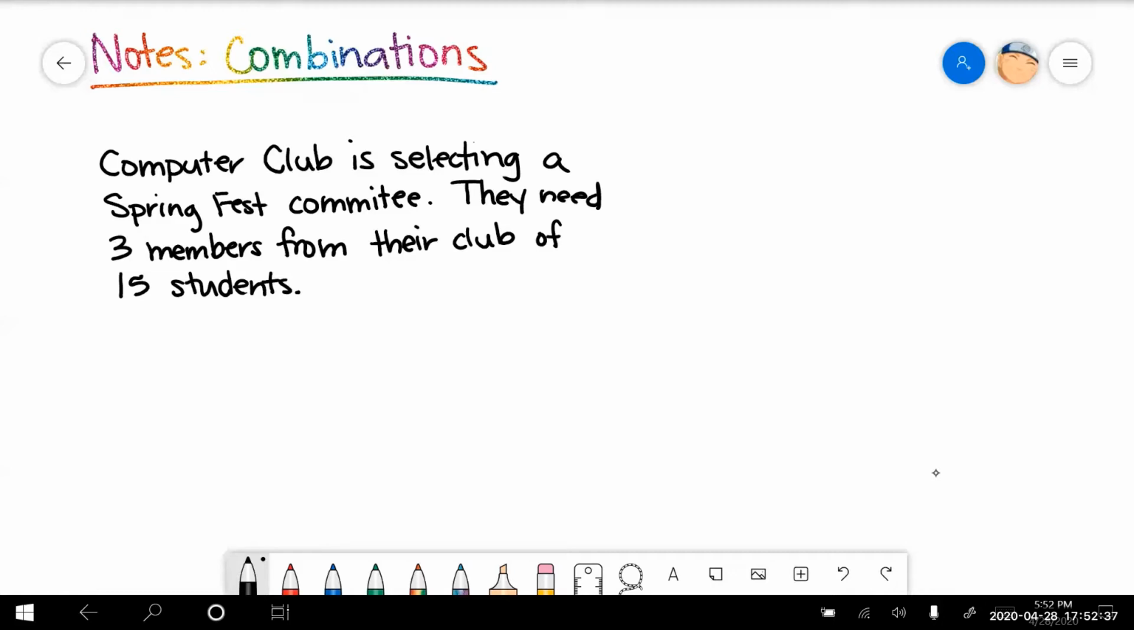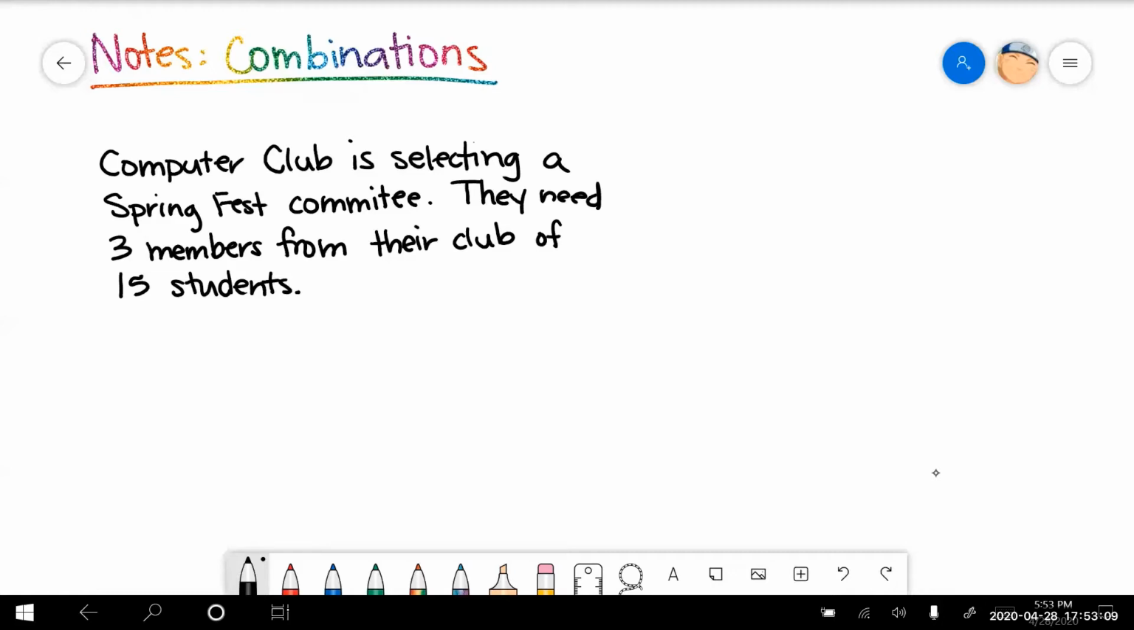Today's scenario is a little bit different from the scenario in the last video. If you remember from the last video, we were talking about chess club. So that of course is the first difference, it's a different club. But for the chess club, we were trying to select officers, right? We were selecting president, vice president, treasurer, and secretary. Or maybe that order wasn't correct for the secretary and treasurer part, but pretty much officers where the order was important. Today, however, we're going to be selecting a SpringFest committee.